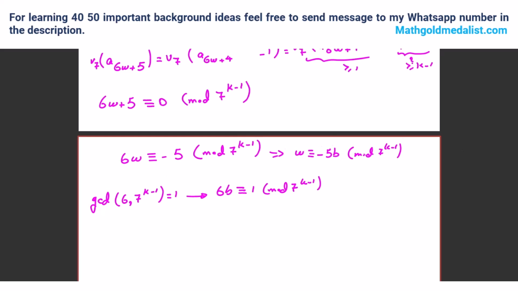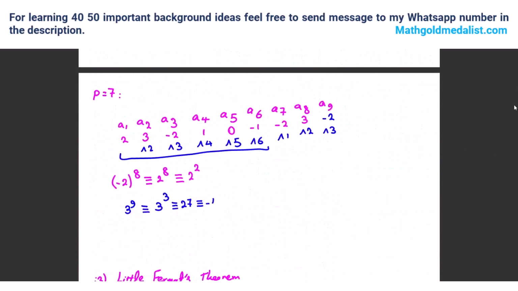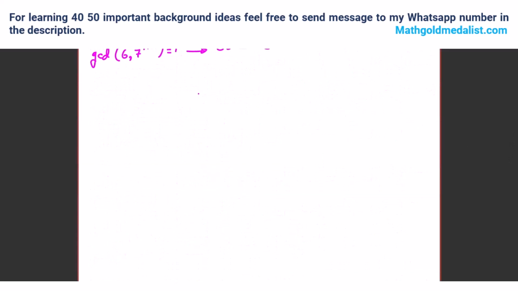So we have infinitely many w that satisfy this. And for this multiplicative inverse, I can prove it for you. Let me tell you idea 2, idea 3, idea 4.